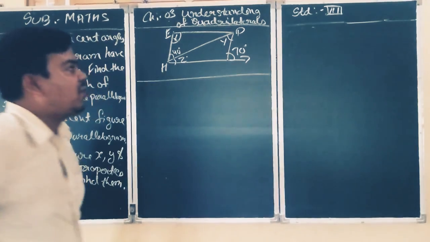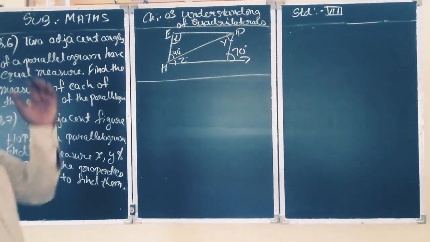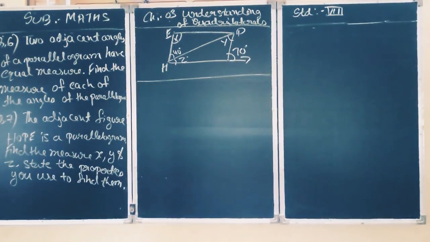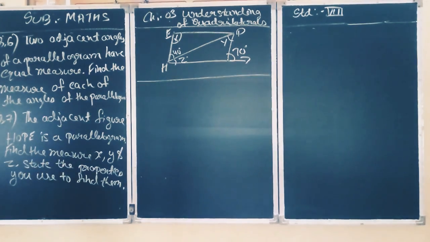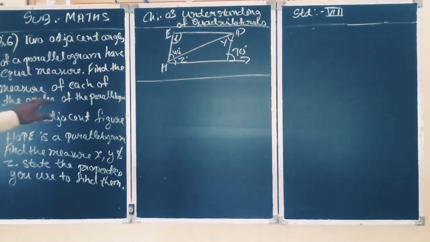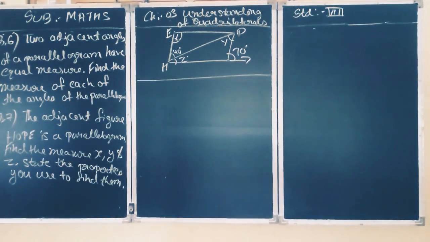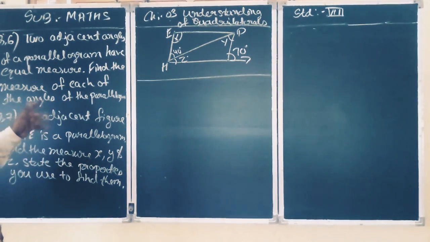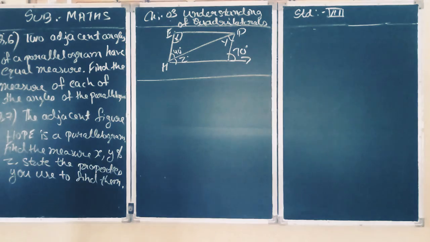So this is the video for standard 8, chapter 3, continuing with exercise 3.3, question number 6. Two adjacent angles of a parallelogram have equal measure. Find the measure of each of the angles of the parallelogram.